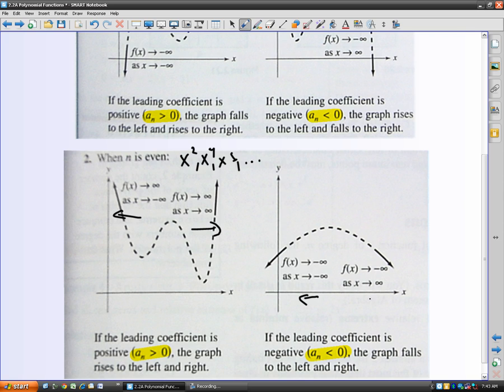So when we have an even function, it's either going to both open up or both open down depending on what our leading coefficient is, whether it's positive or negative. If it's positive, it's opening up. If it's negative, it's opening down. And so if we go back, we can see that as our example when we had x to the 6th down here.